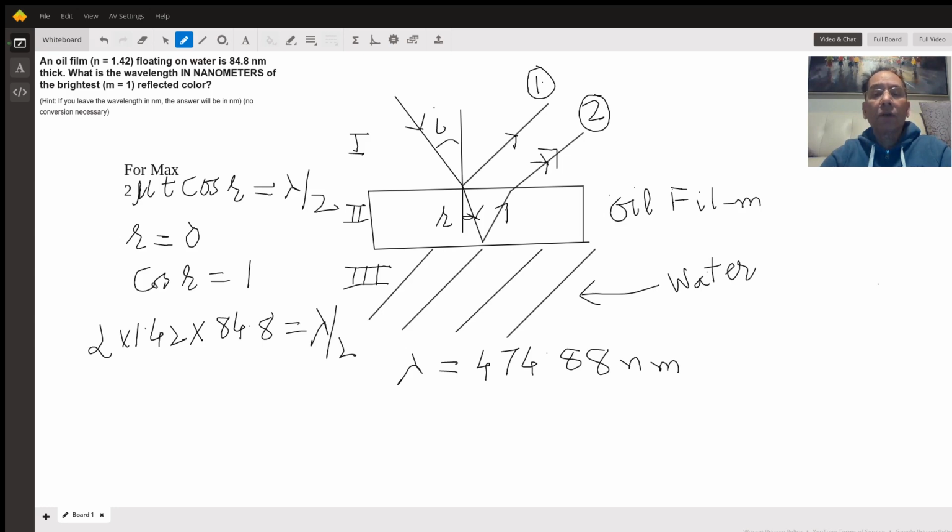And this color will be close to violet or blue, because this is on the shortest side of the visible wavelengths. So it is the blue or violet color which is reflected most in this particular case. So this is a simple case of interference in thin films when light is falling on the film near normal. And here we assume the light falling is white, and the color which is being reflected most has wavelength 474.88 nanometers. Thank you.